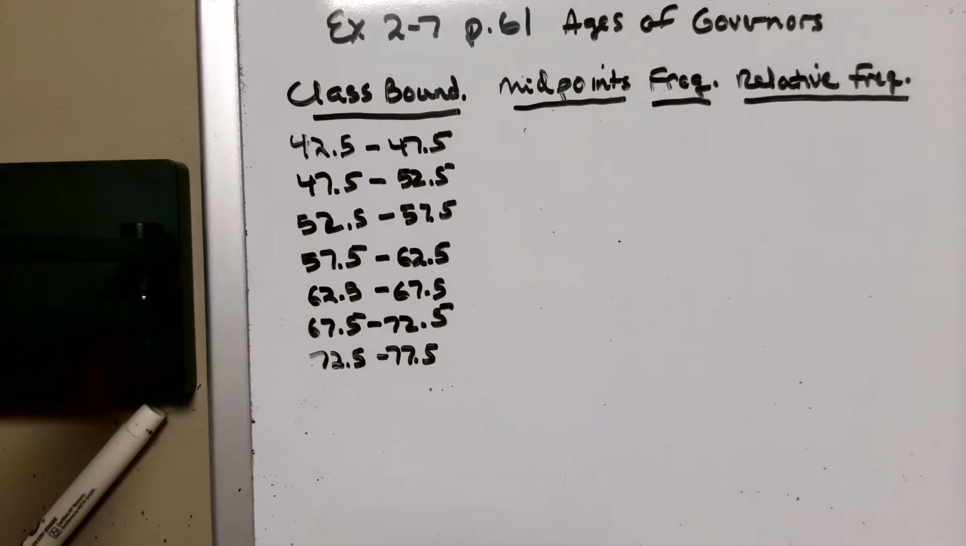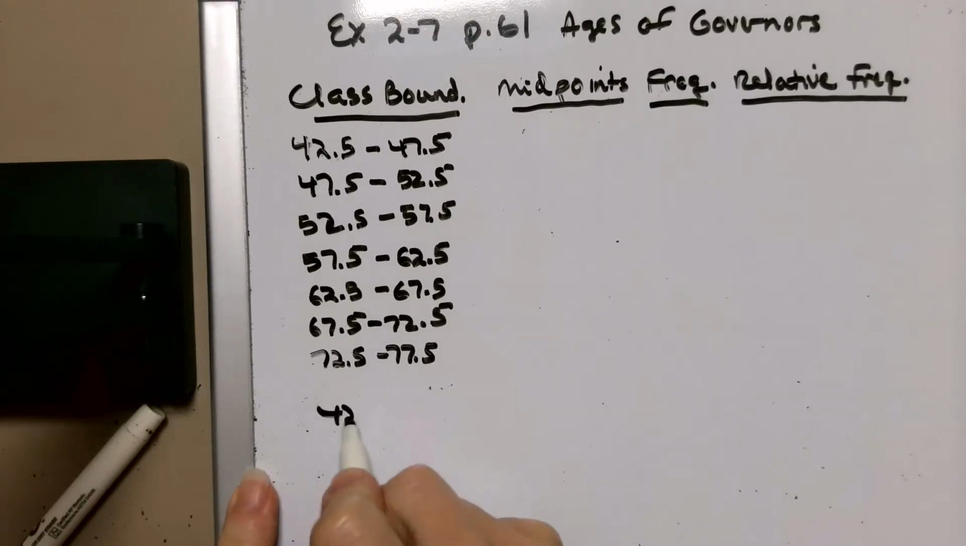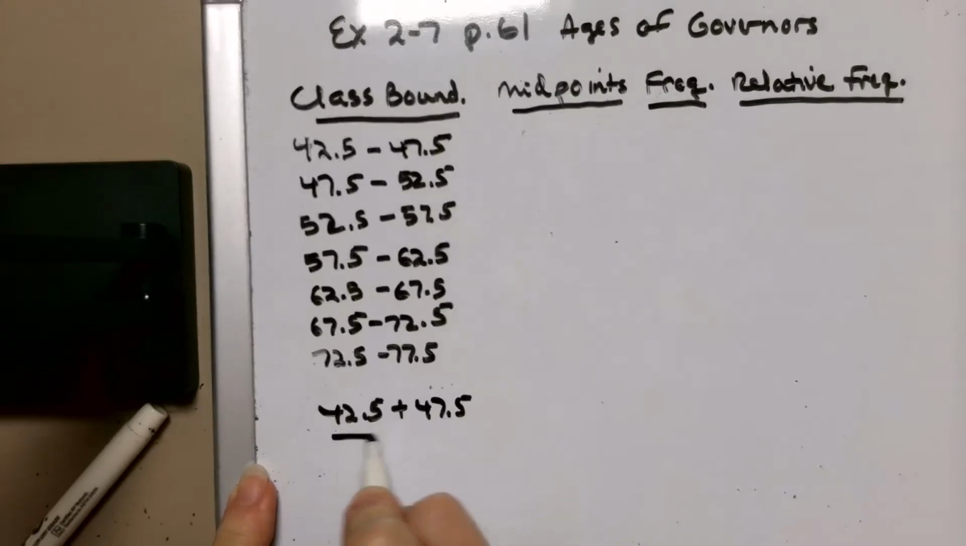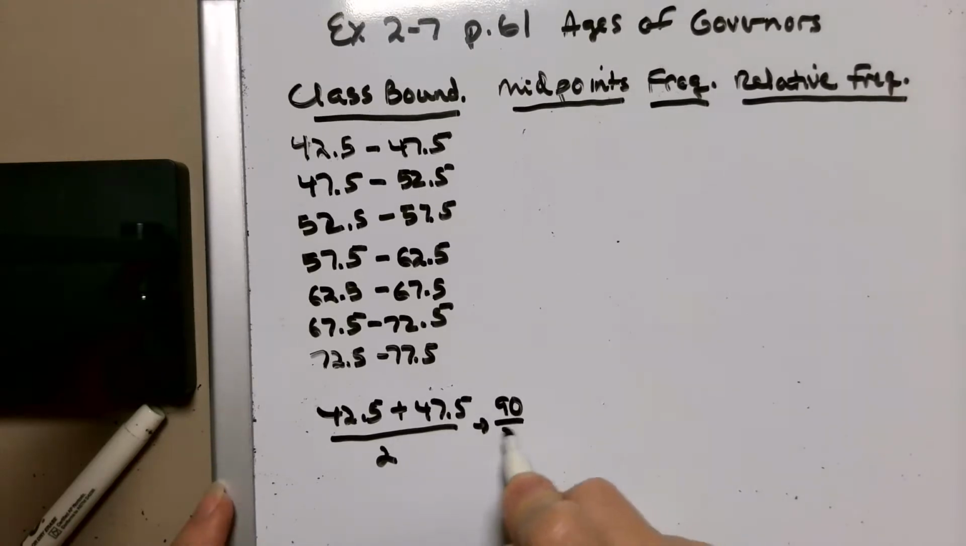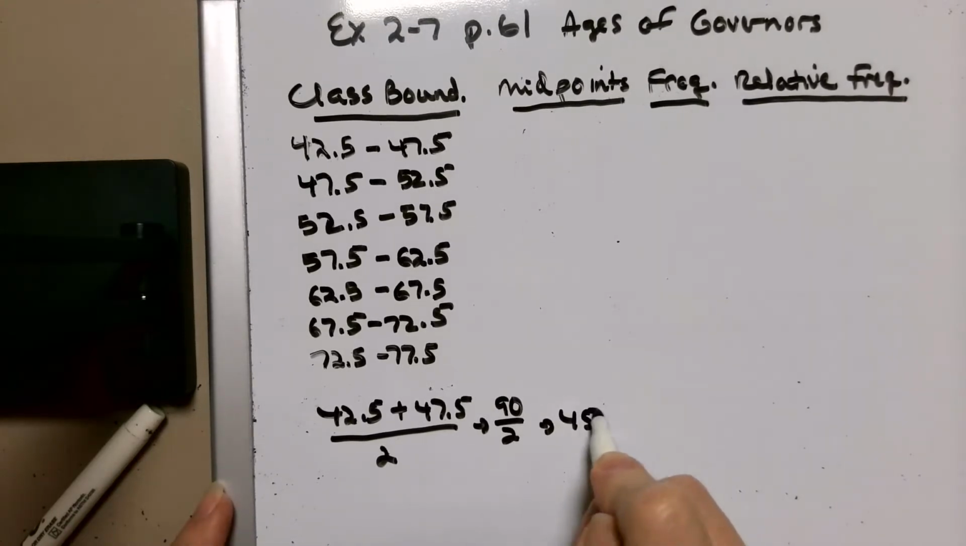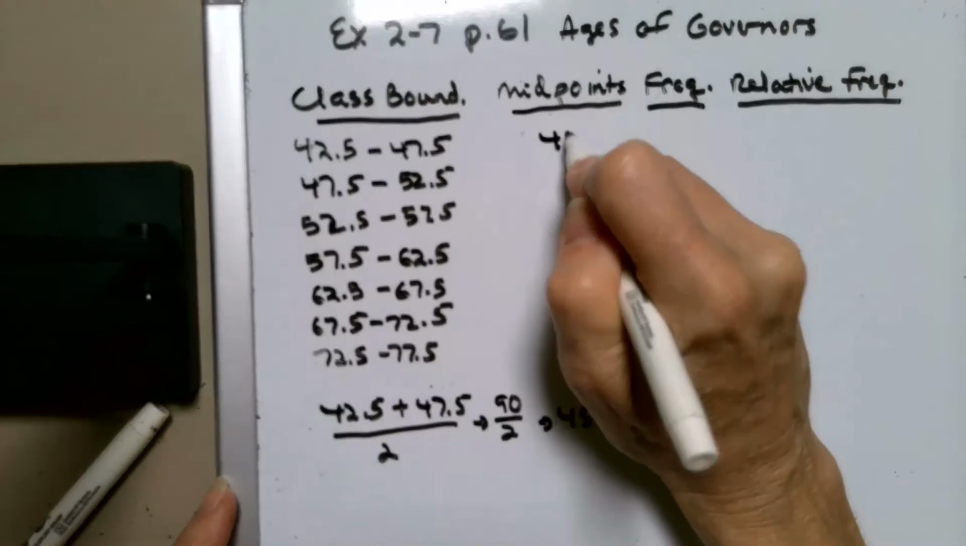If you look on the next page, page 62, we're going to make relative frequency graphs. So we're going to need midpoints, class boundaries, and cumulative frequency. So I'm going to start with midpoints. Remember, to get midpoints, you add either class limits or class boundaries and divide by 2. So if I add 42.5 plus 47.5, I get 90 divided by 2, which is 45. So the first class midpoint is 45.